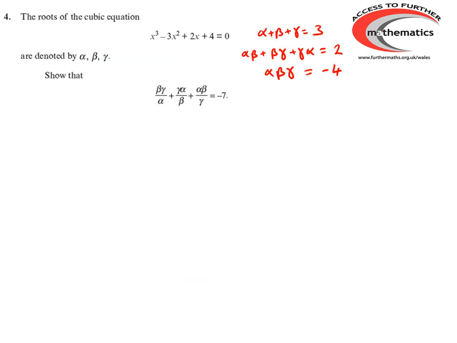Okay, so we've got those results sorted out. Now what are we doing? We're looking at beta gamma over alpha plus gamma alpha over beta plus alpha beta over gamma. We're adding 3 fractions. If we're adding 3 fractions, the sensible way of progressing is to move to having a common denominator and then work with the common denominator. So, the common denominator for alpha, beta and gamma is going to have to be alpha beta gamma.